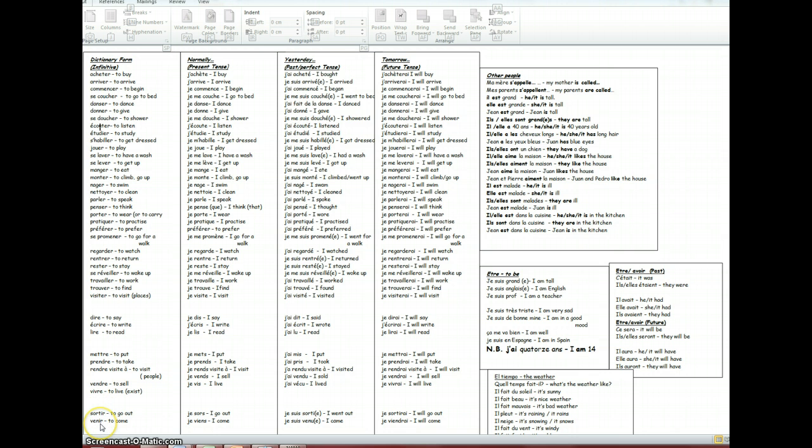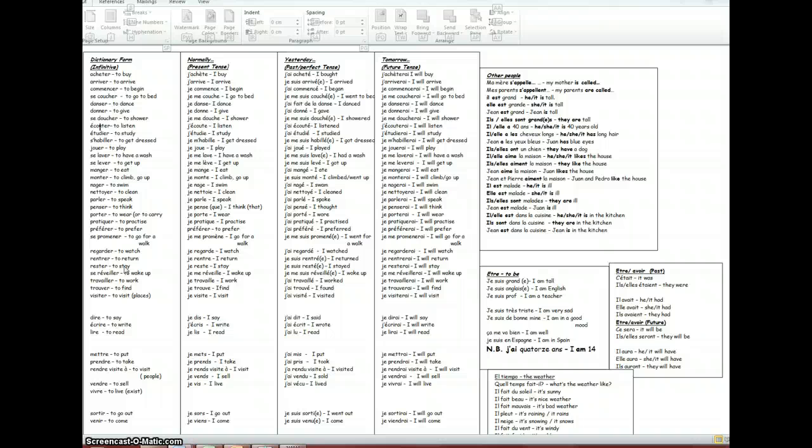Sortir, venir: IR, or RE. Vivre, vendre: RE. If you look through them all, there's only those three possibilities: ER, IR, or RE. And as you can see, the vast majority of them are ER verbs, okay? And that's true for all verbs, not just the ones on the back of this learning mat.